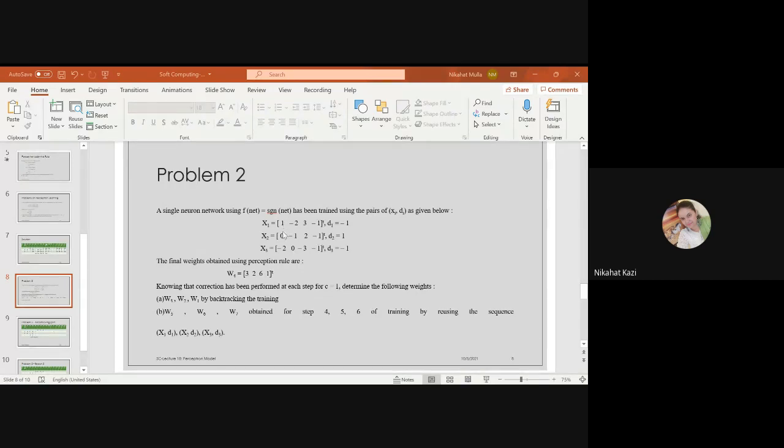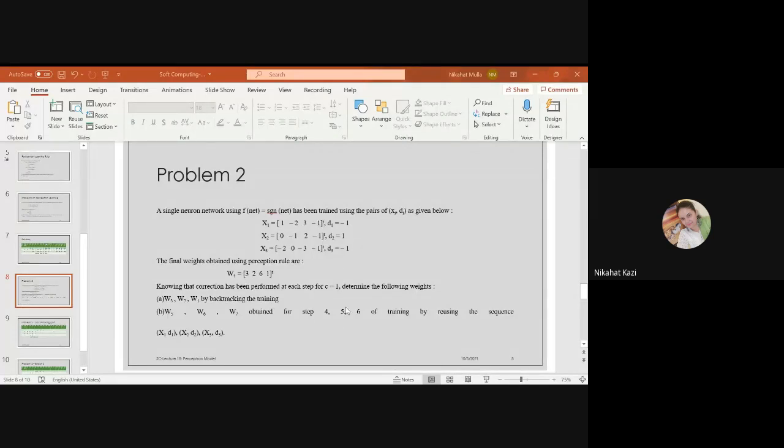So the input patterns and the desired outputs are given to you. And the final weights are given to you. After training for one iteration, W4 will be the weight vector that you get after one iteration of training. So that is given to you.